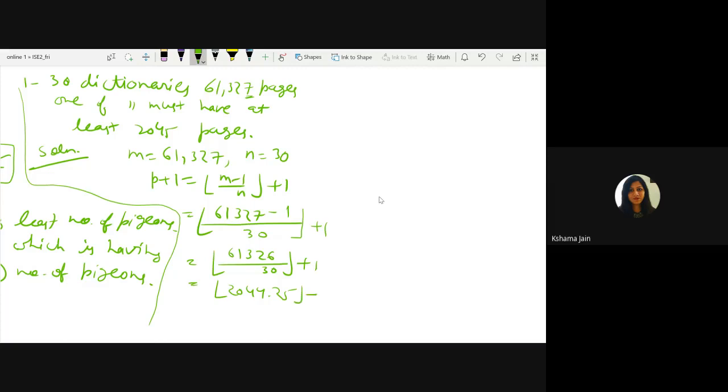Plus 1. The floor function, it would be 2044 plus 1, that is 2045, proved. Hence, at least one dictionary would be there which will be having at least 2045 pages. More than that is possible, but even if we equally distribute the number of pages, one dictionary would be there which is having at least 2045 pages. This is the pigeonhole principle.